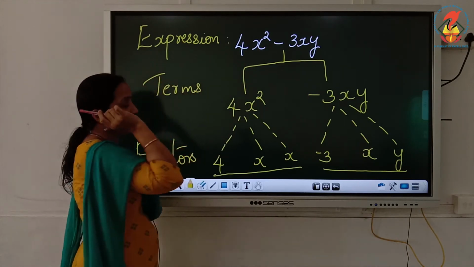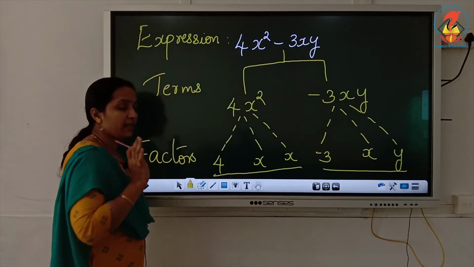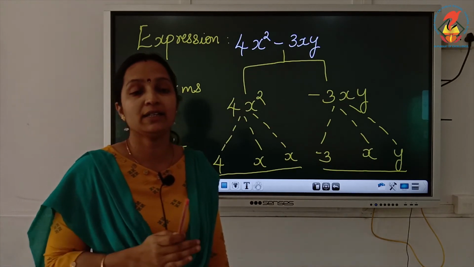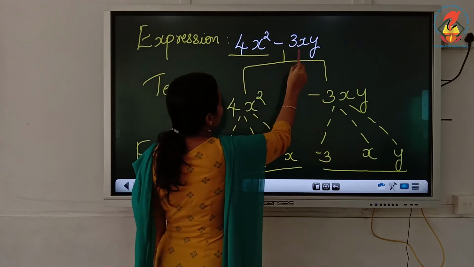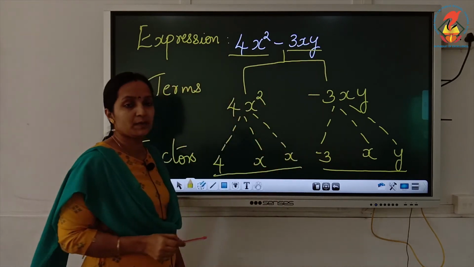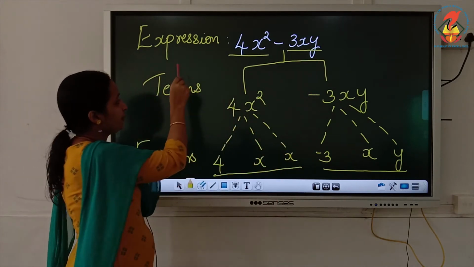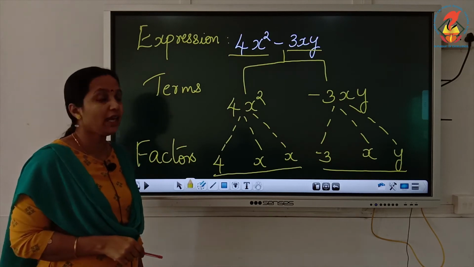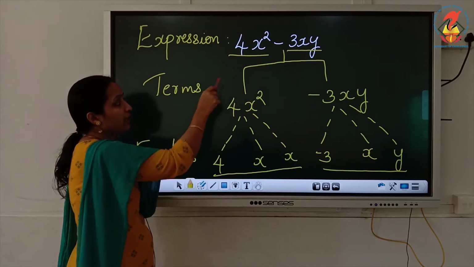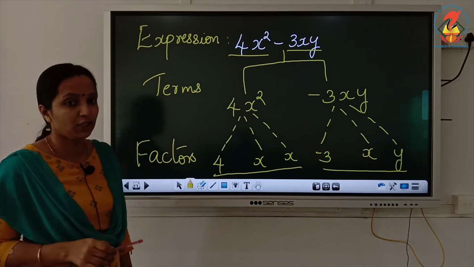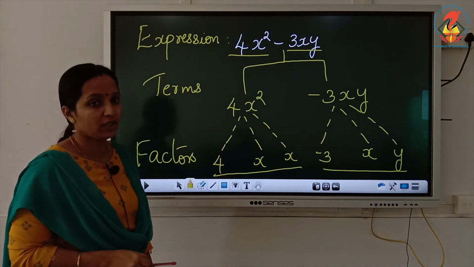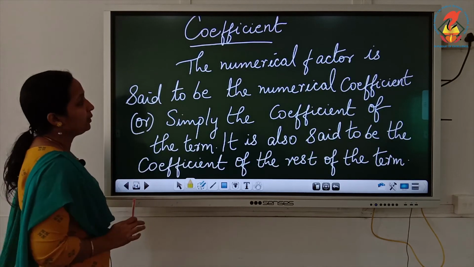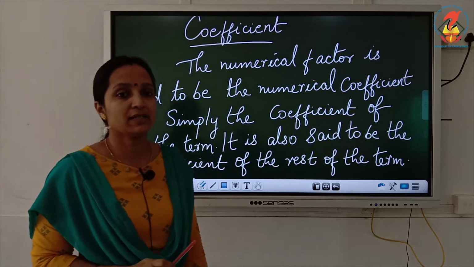This is an algebraic expression. Addition sign and subtraction sign are separating the terms. So, how many terms are in this expression? First term, second term. There are two terms in this expression. We will represent this by using a factor tree. When you are drawing a factor tree, try to represent the terms by using continuous lines and factors by using dotted lines. Okay children? Now the next important topic of this lesson is coefficient.